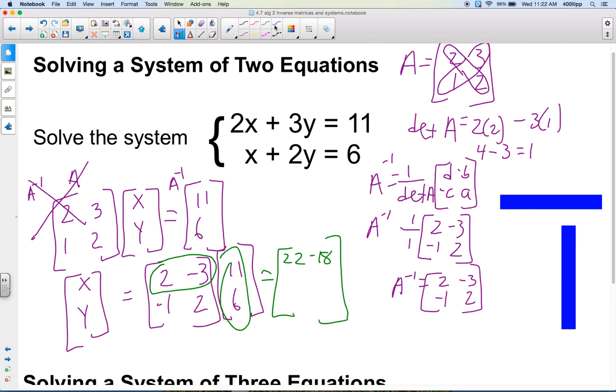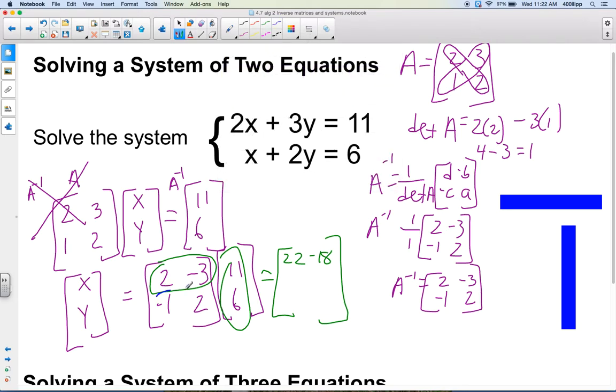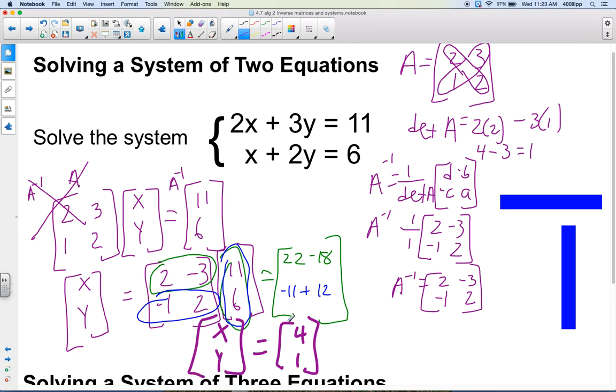Okay, and then doing the same thing, row by column. Now we're multiplying this row and this column. Negative 1 times 11 is negative 11, plus 2 times 6 is 12. And to finish that up, we have 22 minus 18 is a 4, and 12 minus 11 is a 1. And that's our answer. So x and y, we just found that x and y is 4, 1.